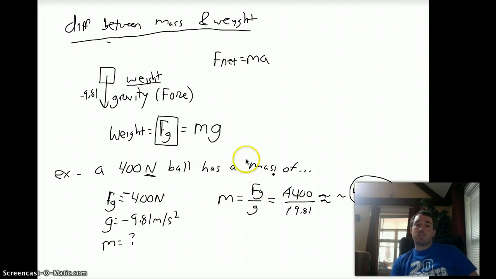So sometimes if you don't have the mass, it might say something like this to start with. A 400 Newton ball, a 20 Newton kid, whatever the case is. So if you have that information, that's the weight, and that allows you to get the mass. So you should be good to do your worksheet.